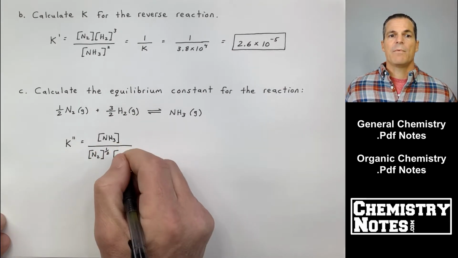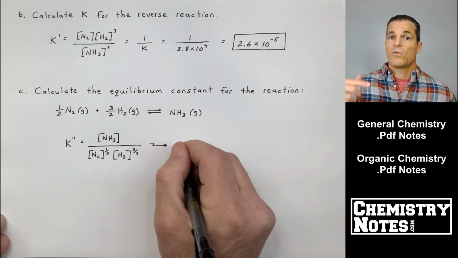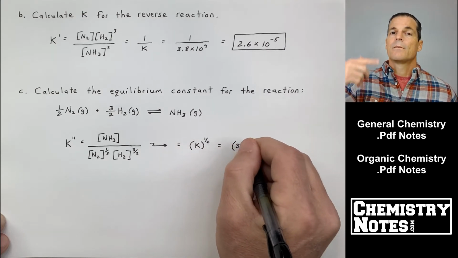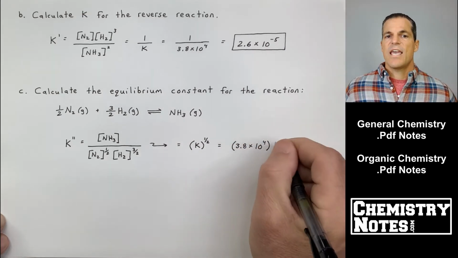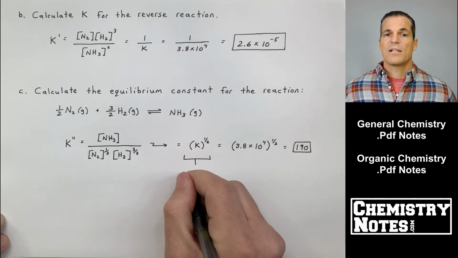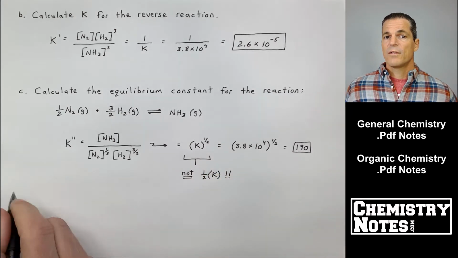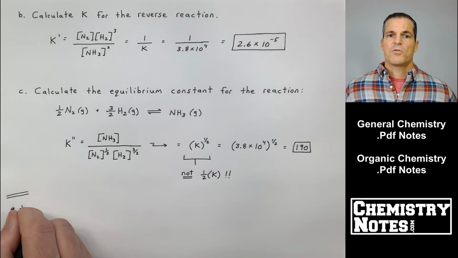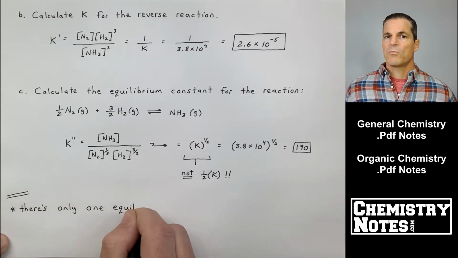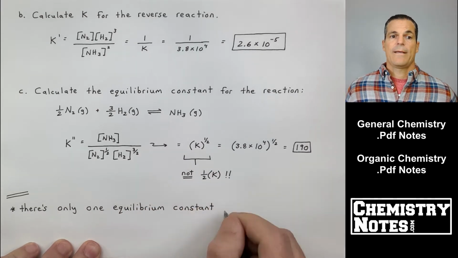We've got K double prime equals concentration of NH3 divided by the concentration of N2 to the 1/2 divided by H2 concentration to the 3/2 power. It's just K to the 1/2. That's the same thing as the square root of my equilibrium constant K. So I take the square root of 3.8 times 10 to the 4th, and I get a value of 190. Just remember, you don't multiply K through by 1/2 the way the equation was multiplied through. You raise it to the power of whatever you multiplied that equation through by.